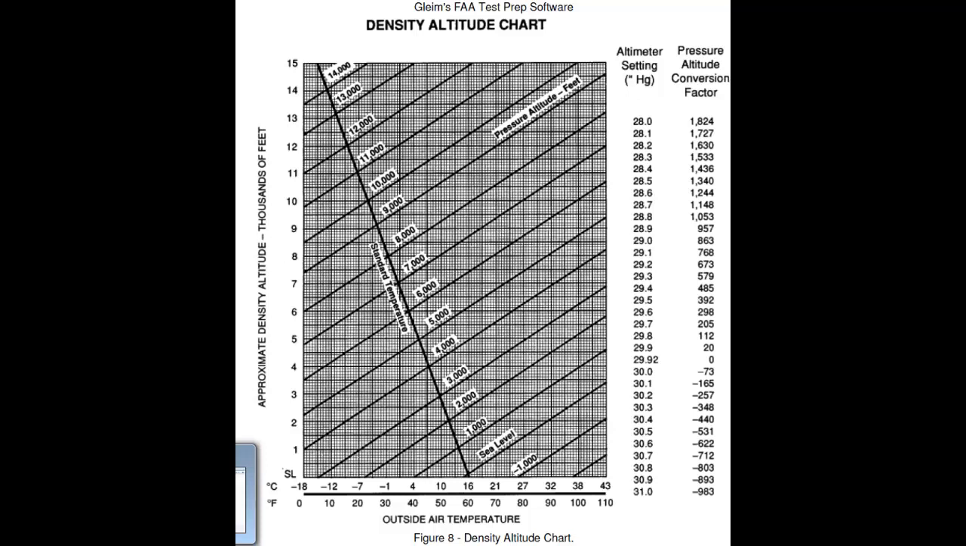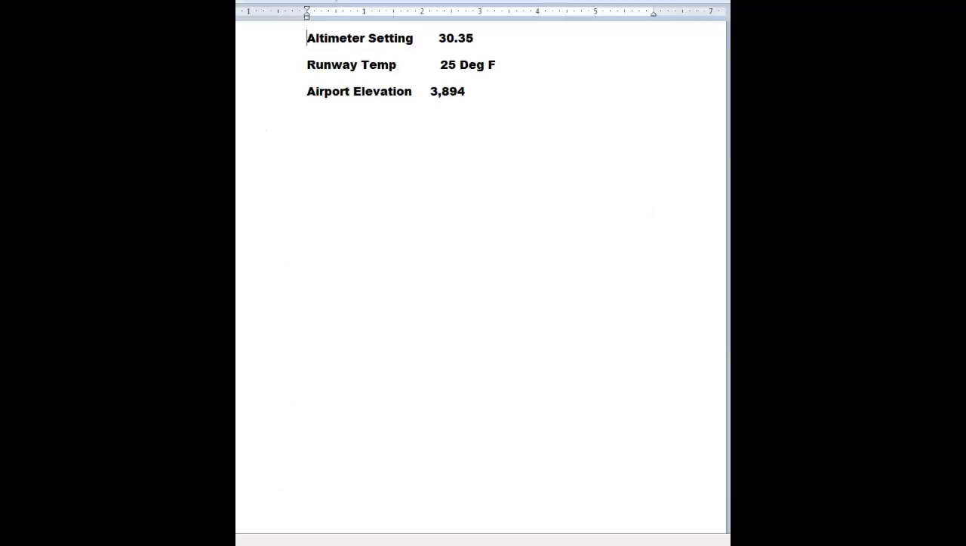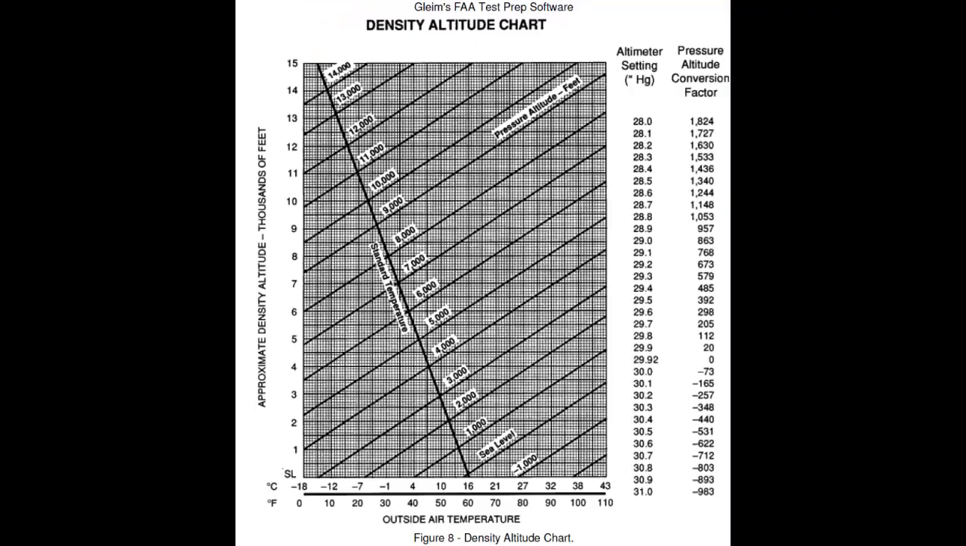We will now calculate the density altitude for the following condition. We have an altimeter setting of 30.35. Our runway temperature is 25 degrees Fahrenheit, and our airport elevation is 3,894 feet. Step 1 is to calculate the pressure altitude conversion factor using the chart on the right. We will find our altimeter setting first.